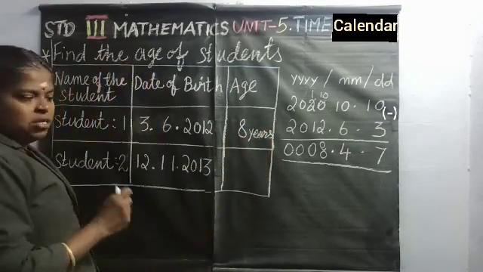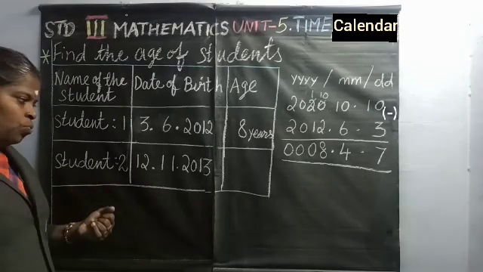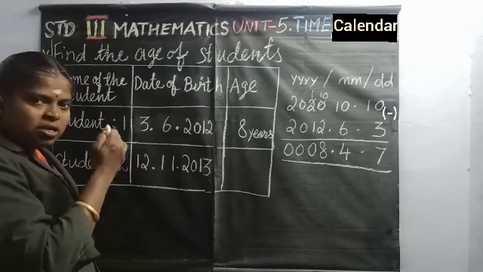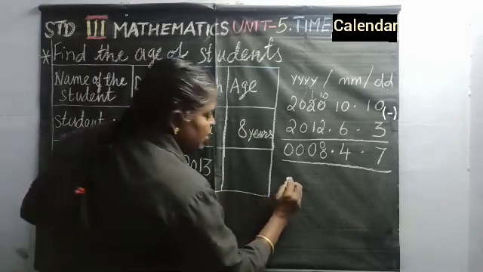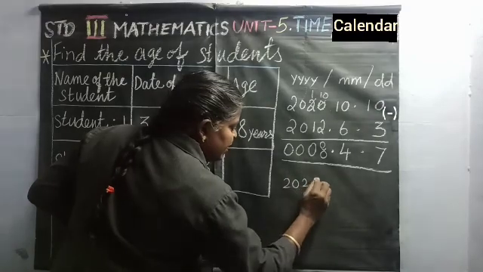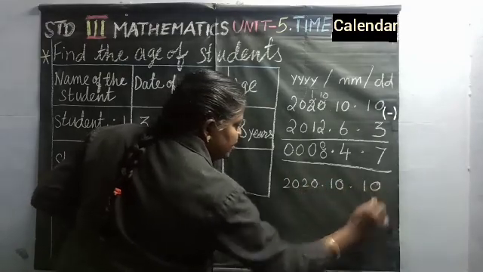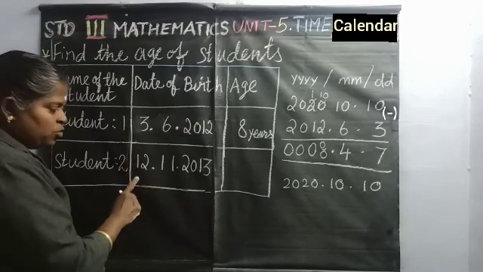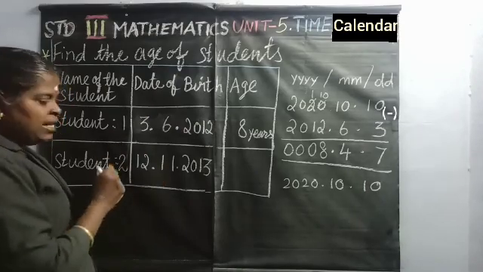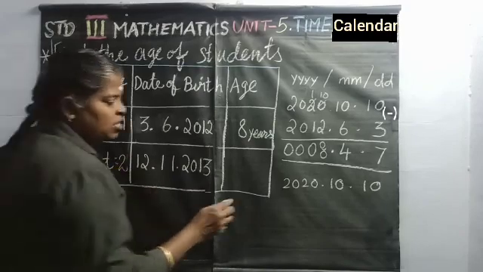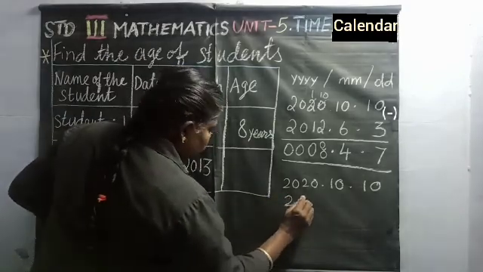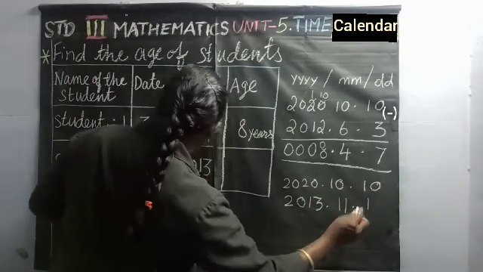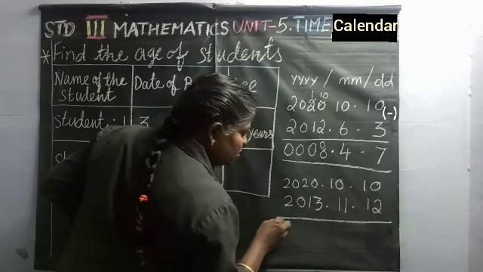Next, student 2. So first what do we have to do? We have to write the present date, also as year, month, date. So what is the year? 2020. Month is 10. Date also 10. What is the date of birth of student 2? 12/11/2013. So first write 2013, 11th month and 12.